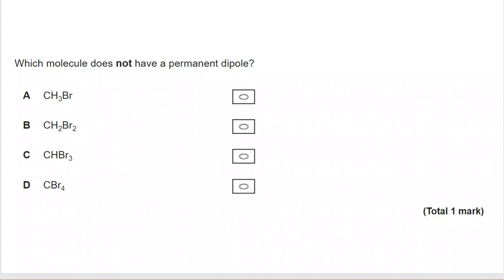This is AQA A-Level Chemistry. It's a multiple choice question on the topic of bonding. Pause it, have a go, and then review. So we're looking at which of these molecules does not have a permanent dipole.